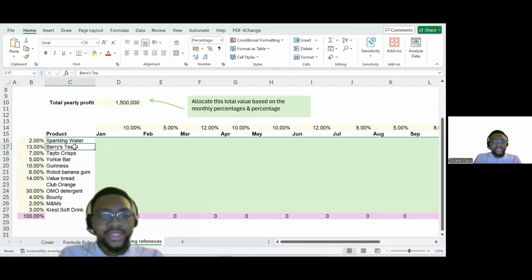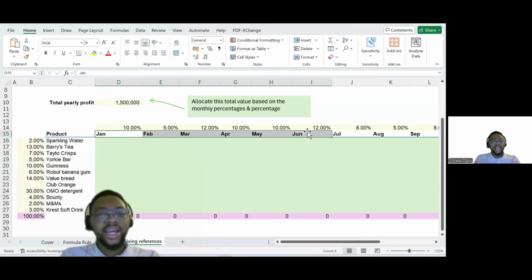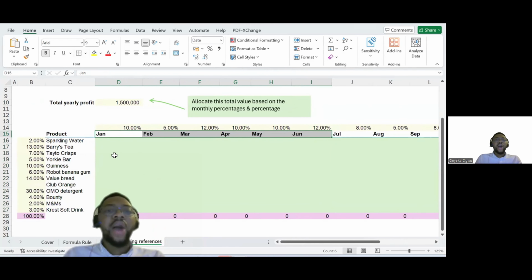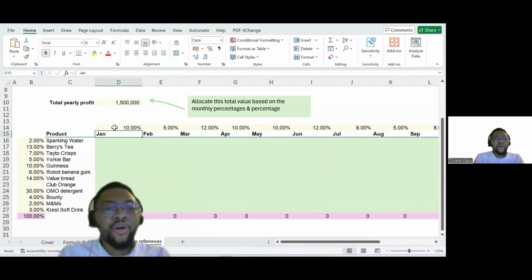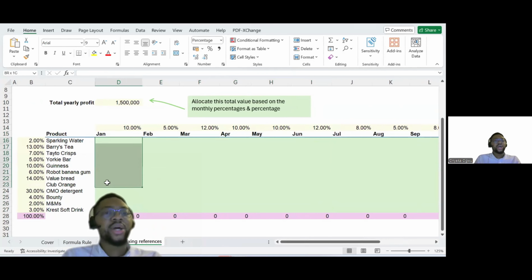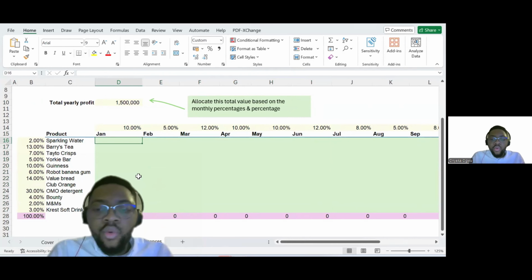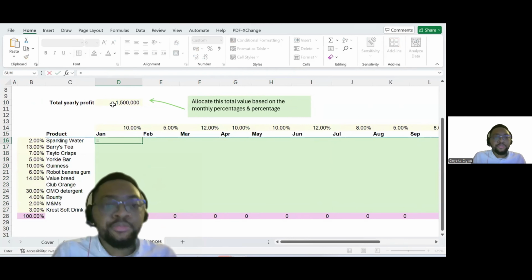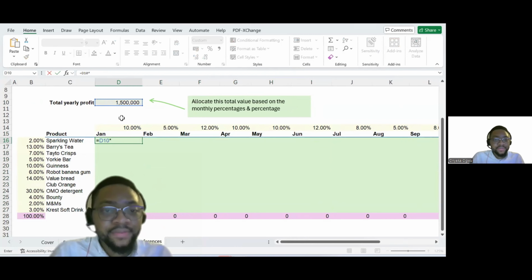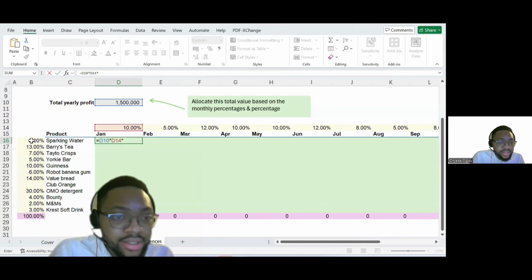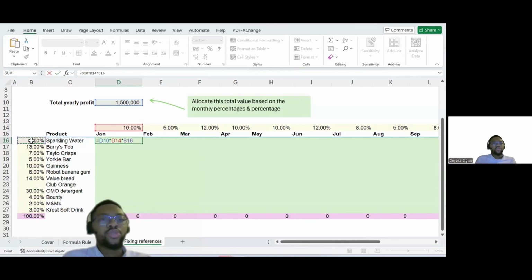We also have something again. We have the months of the year. So these are the months of the year, January to December. And we say that 10% of all the profits will be in January. 5% of all the profits will be in February. That same way. So what we want to do in essence is the year profit multiplied by January multiplied by the product profit. That's what we want to do.